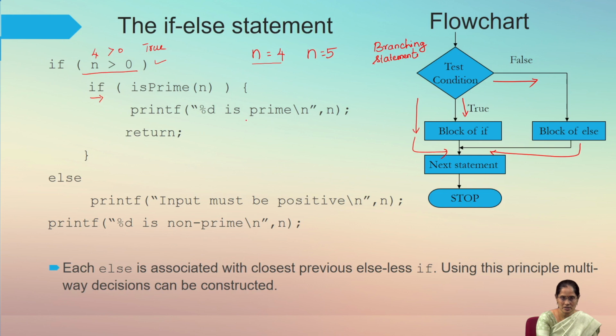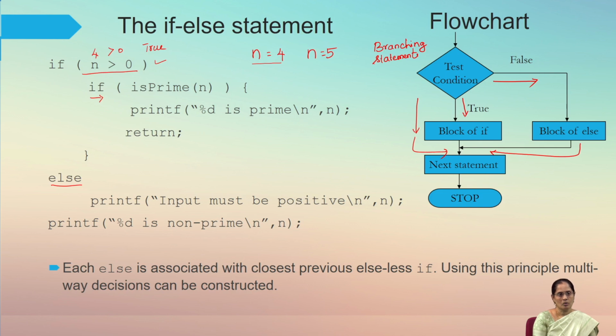So, for our first case, this block of statements will not be executed and it goes to the else part. It has to go to the next statement. The next statement has an else keyword. In the else part, it will display the message printf input must be positive. Again, after completing the else part, it has to go to the next statement.